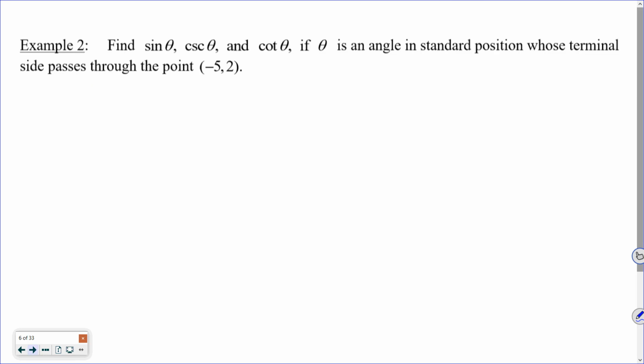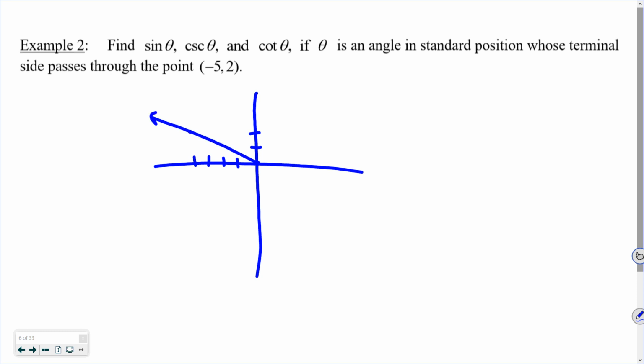So here's an example. It wants us to find sine, cosecant, and cotangent if theta is an angle in standard position whose terminal side passes through the point (-5, 2). So always draw a picture here. I know that the terminal side of my angle goes through that point right there, so I'm just going to draw that. My initial side's going this way. That's my terminal side. That's the angle. I'm trying to find the sine, cosecant, and cotangent of that angle.